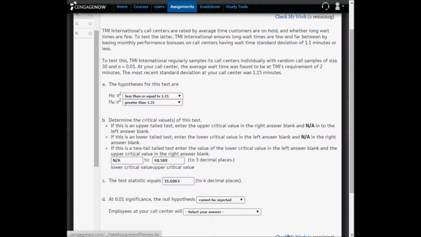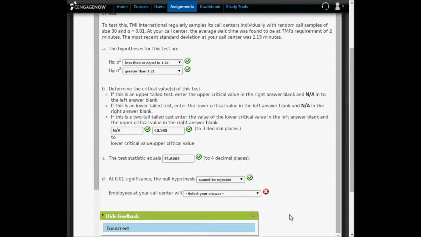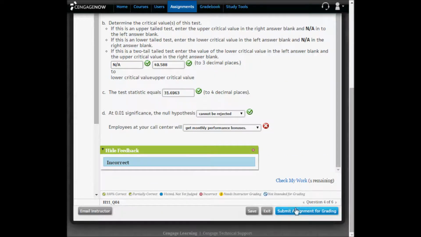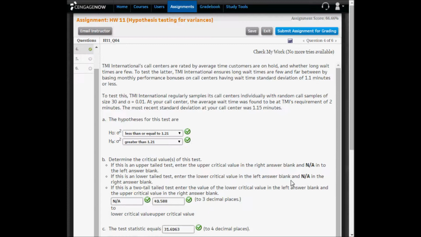Let me just double check my work here, and we should get everything but the last one correct. And we have. Because monthly performance bonuses are based on having standard deviation of 1.1 minutes or less, and that statement could not be rejected, employees at the call center will get monthly performance bonuses. And then I'm going to go ahead and check my work, and we should have everything correct, and we do.